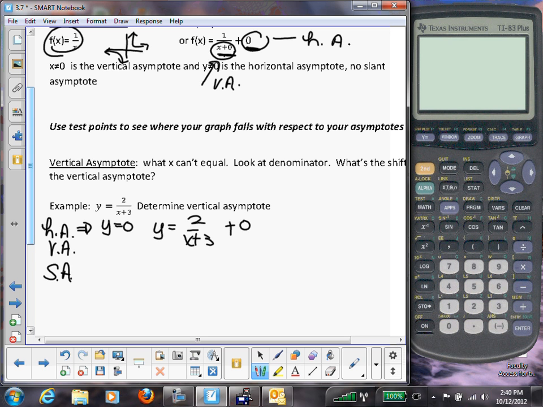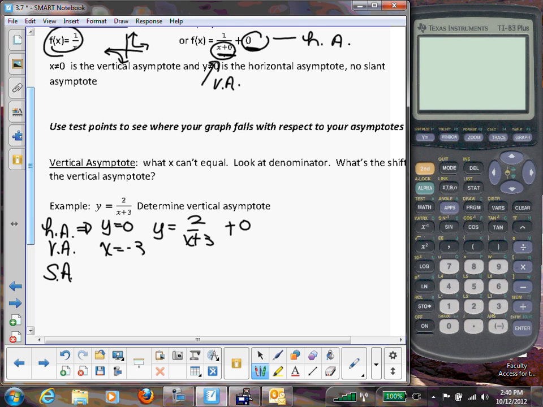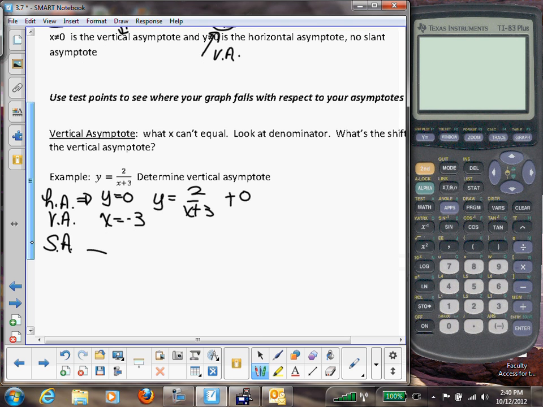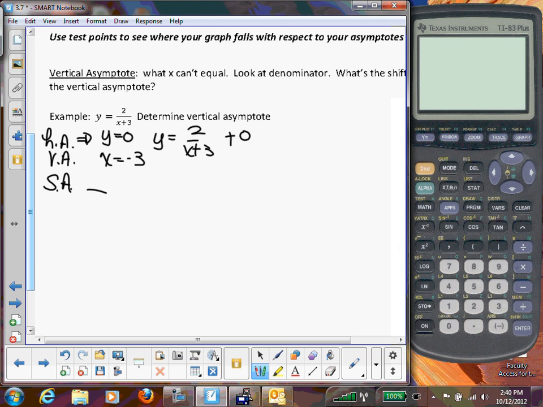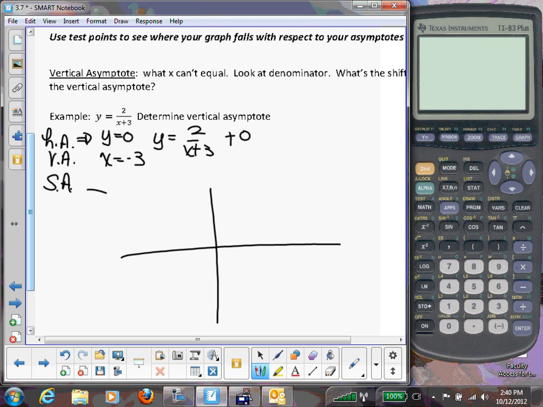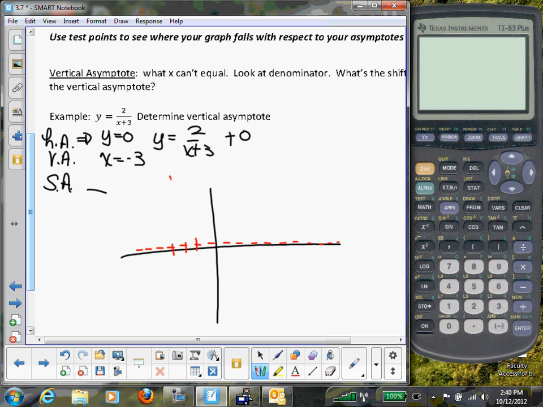What's our vertical asymptote? What x value can't exist? So we write x equals negative 3. Don't just give me negative 3 as my answer. I want it as x equals negative 3. Okay, if we have a horizontal, we don't have a slant. Depends on how it's presented to you, and I'll show it to you in a second. So, a horizontal at 0 means that's the x-axis. A vertical at negative 3 means right here.